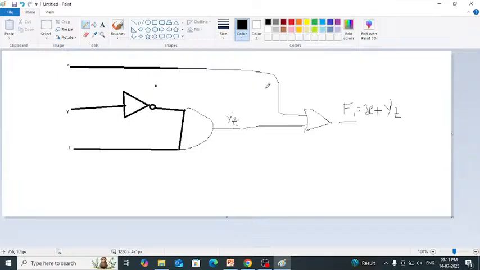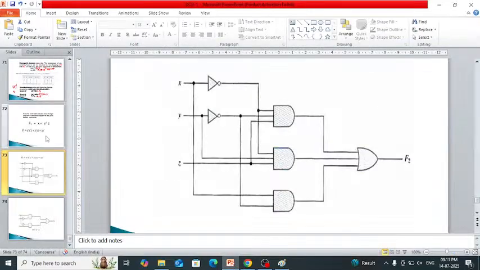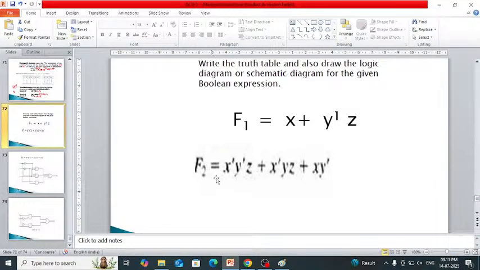So I think this is very clear to you people. Try to finish the truth table, then go for this logic diagram. Okay, so now I am moving to the next slide. So what is our next question? F2 is equals to X bar Y bar Z plus X bar YZ plus X Y dash.